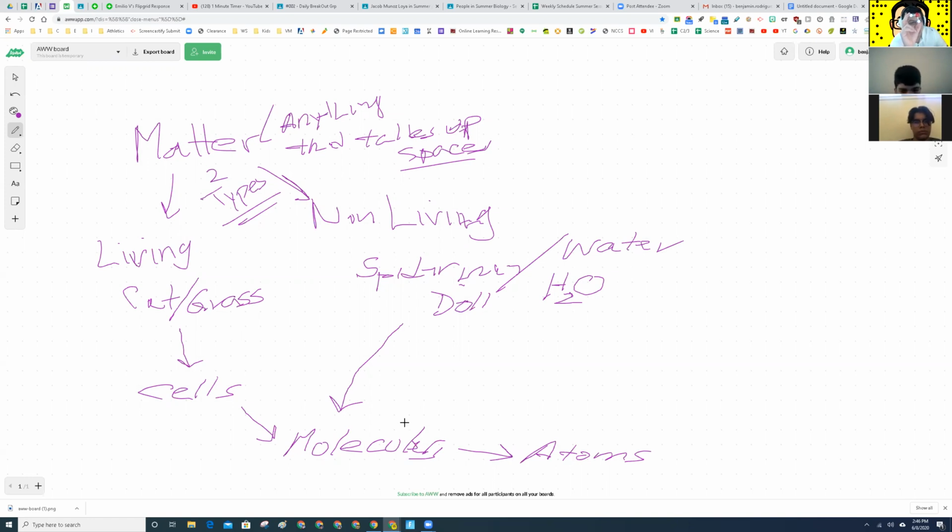So that's what I mean by atoms come together to form a molecule, and then molecules come together to form non-living things like water. Like 1 drop of water has billions of these little guys. So you guys need to understand this concept: molecules make up everything that takes up space.